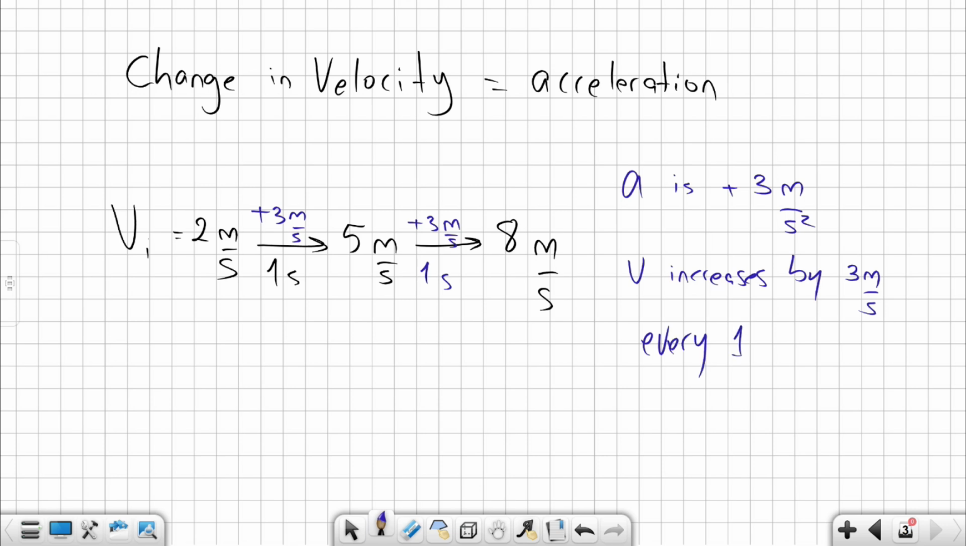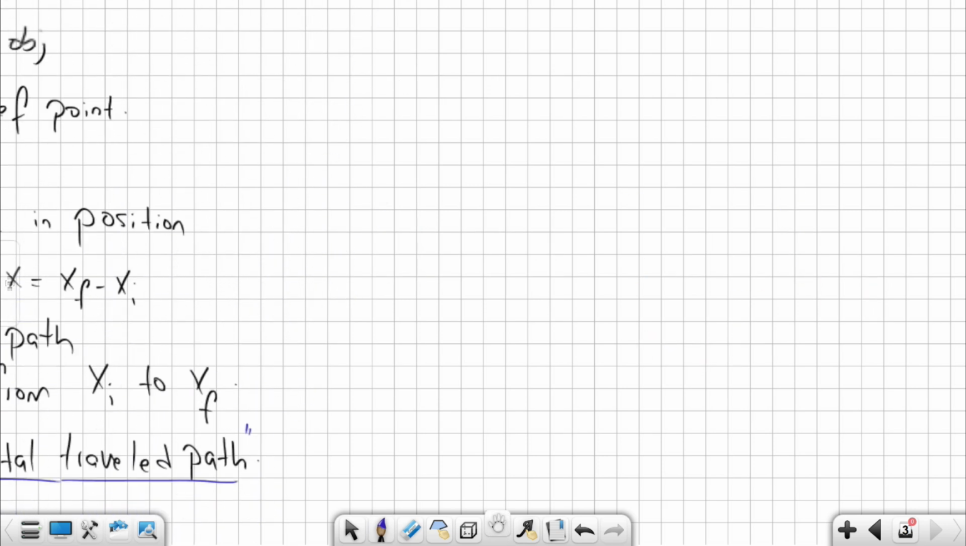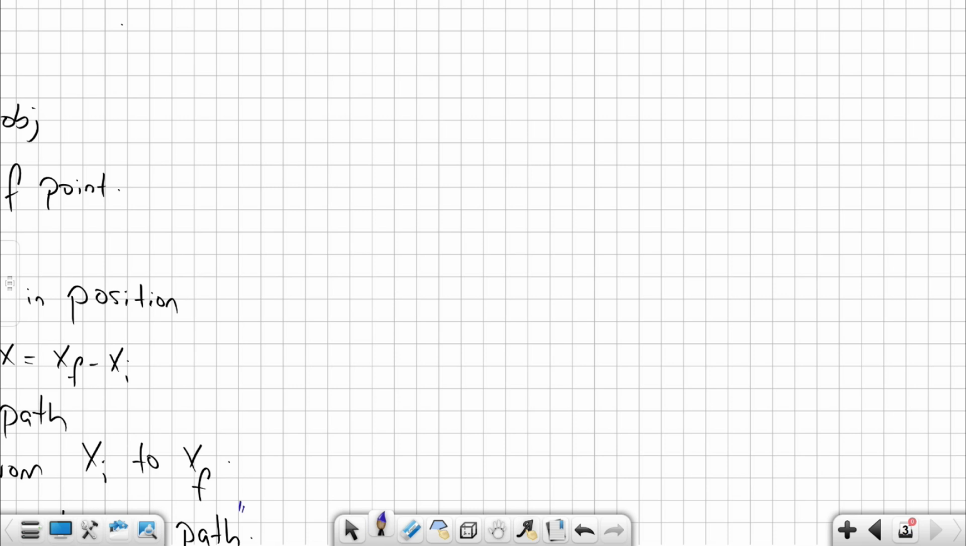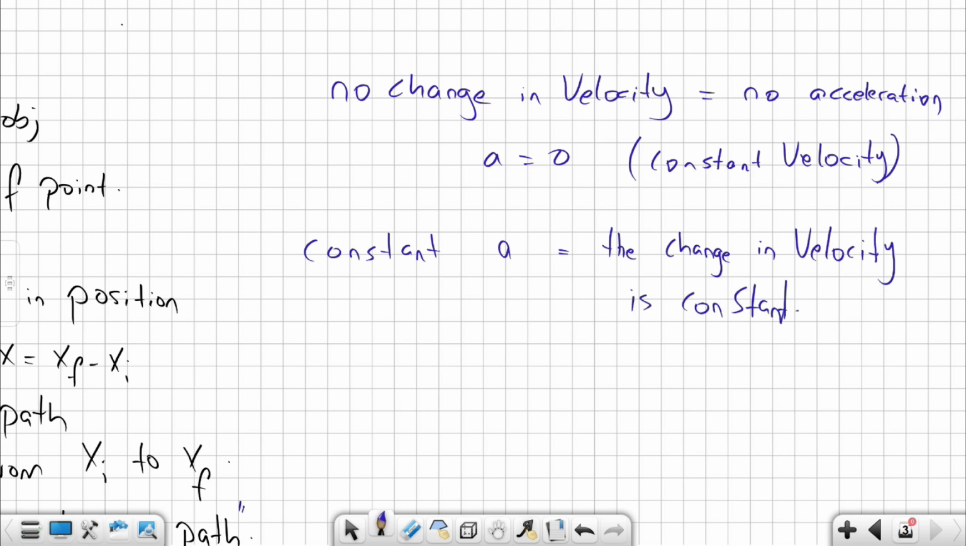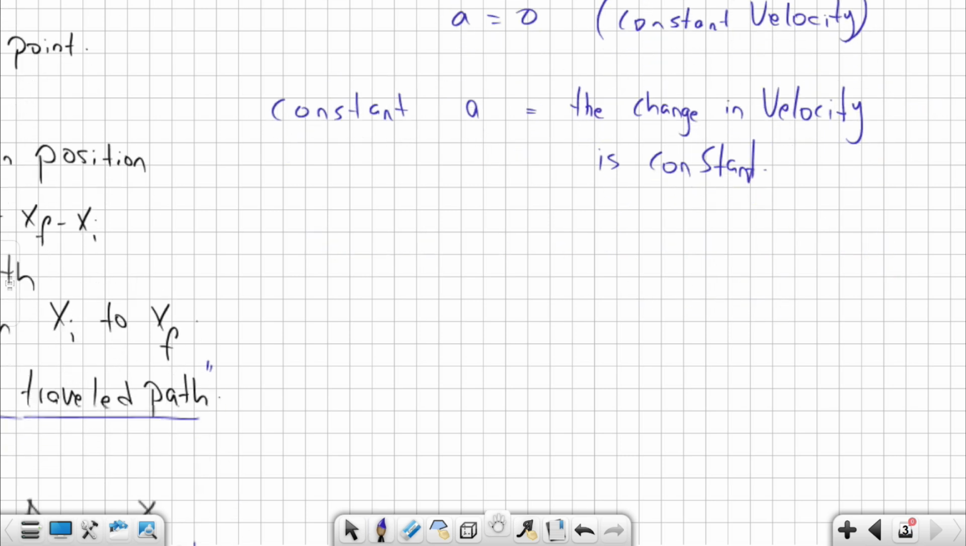Let's talk about the difference between constant acceleration and zero acceleration. If there's no change in velocity, acceleration is equal to 0. There is no change in velocity means constant velocity. So zero acceleration means constant velocity. What about constant acceleration? It means the change in velocity is constant. So we have a change, but the change is constant, like the example we've seen a moment ago.